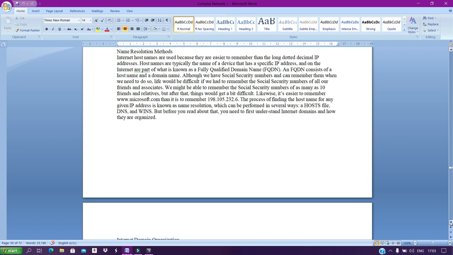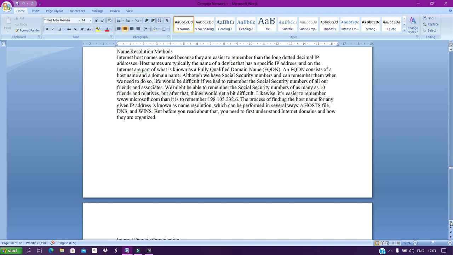Name resolution methods. Internet host names are used because they are easier to remember than the long dotted decimal IP address. Host names are typically the name of a device that has a specific IP address on the Internet, and are part of what is known as a fully qualified domain name (FQDN). An FQDN consists of a host name and a domain name.